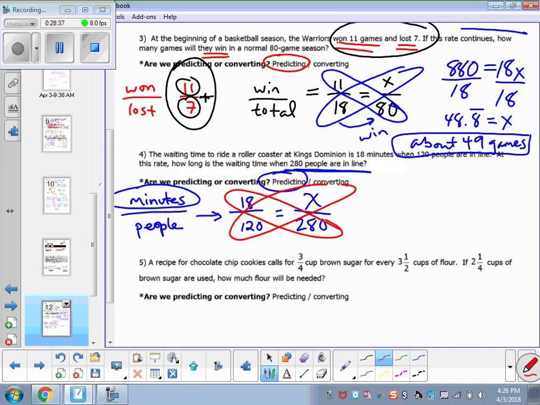280 times 18 in your calculator is 5040. And we're going to now divide that by 120. All right, you divide that in your calculators. What do you get? 42. So what we're asking then is how long would the wait be if there's 280 people in line? So it looks like it's going to be a 42-minute wait. 42 minutes.